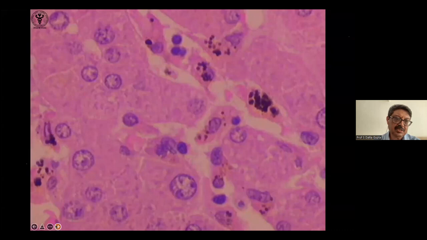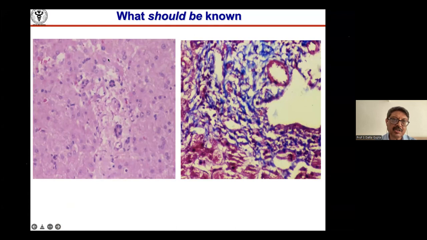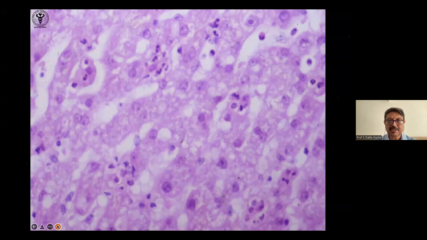Now, this is a liver. If you see, this is a portal tract. What is abnormal? In this, there is no portal vein. This is the artery. This is the bile duct. There is no portal vein. In this, you see, the artery is there, the portal vein is there, there is no bile duct. So you see, one of them is lost, right? So that's why people have to examine systematically.